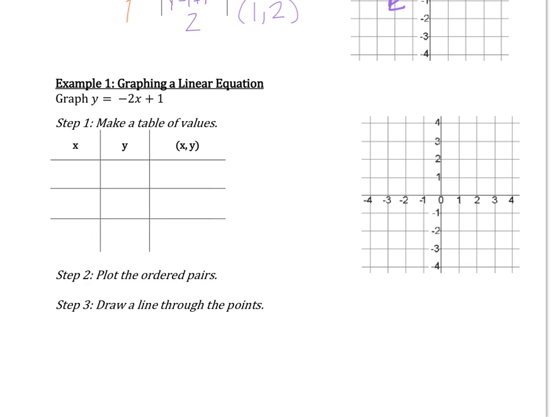So when asked to graph these equations, you pretty much have 3 steps. The first one you can see there is to make a table of values, then you plot the ordered pairs that you created from your solution, and then we draw a line through the points.